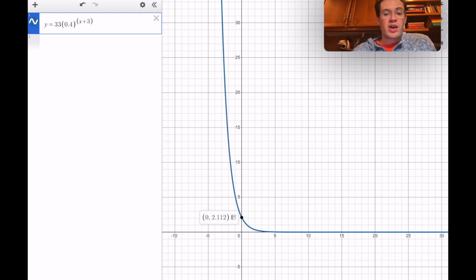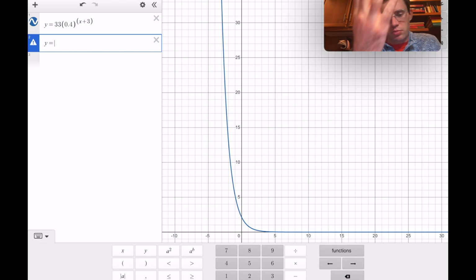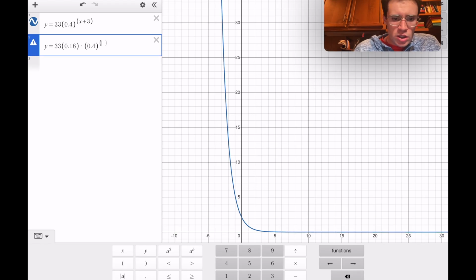So you can see the maximum value there is 2.112. That's not equal to 0.4. It's not equal to 33. So it's none of those values on there. All right, and then the other one, we had g of x equals, but you just put the y in place of that. And it was 33 times 0.16 times 0.4 to the power of parentheses x minus 2.